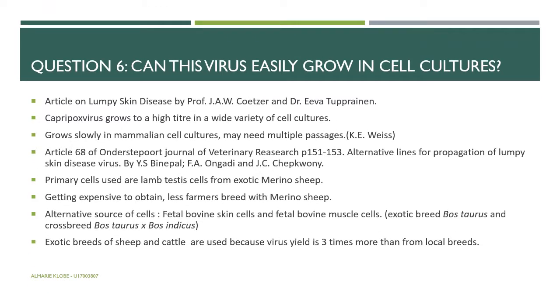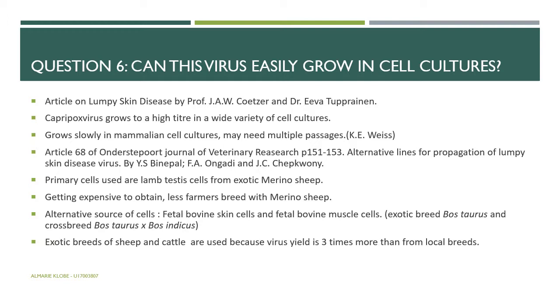The Capripoxvirus grows to a high titer in a wide variety of cultures, according to an article on lumpy skin disease by Professor J.A.W. Coetzer and Dr. Eeva Tuppurainen. It grows very slowly though and may require several passages.